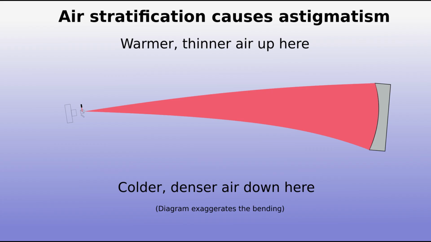Also, air stratification will cause astigmatism. Warmer air is less dense and has a different index of refraction. If the air in your room is still, but is 3 degrees warmer at the ceiling versus the floor, then this acts like a prism that bends or curves the light and will cause astigmatism in the wavefront that isn't part of the mirror.